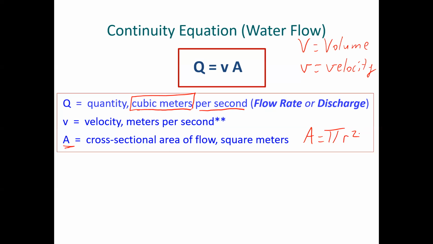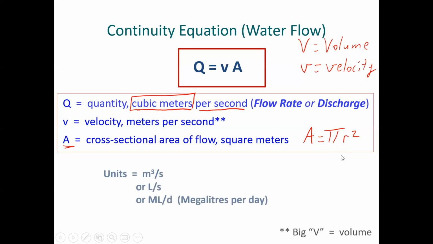Okay, so that's kind of it. Now all we have to do is put this all together and show you how to do one of these problems. Like I said, there are many different types of units. Cubic meters per second is often the preferable unit, but we can use liters per second or megaliters per day. You're looking at city systems.